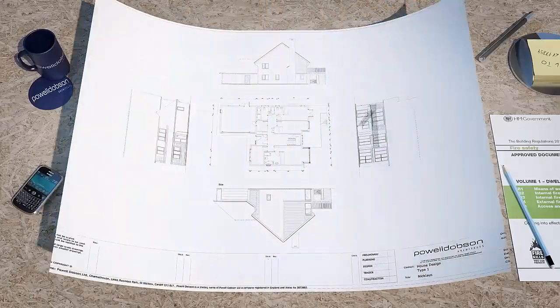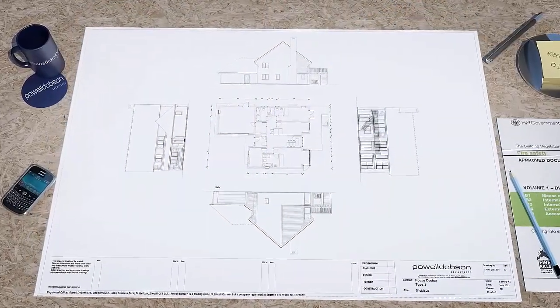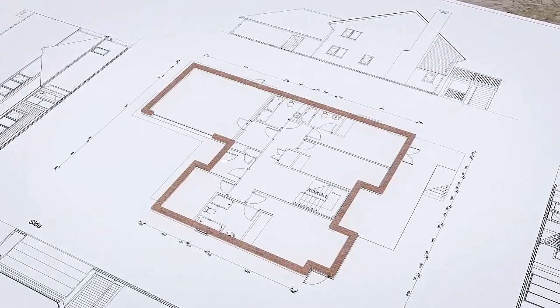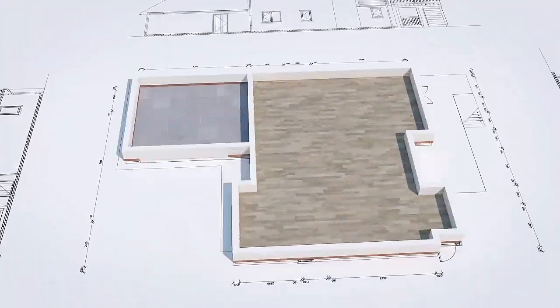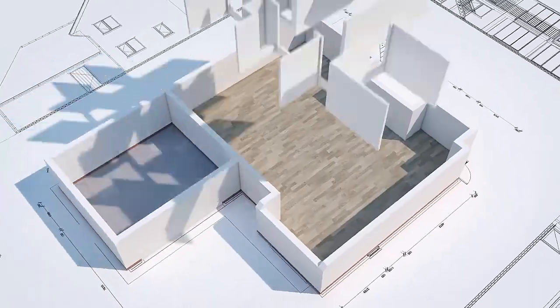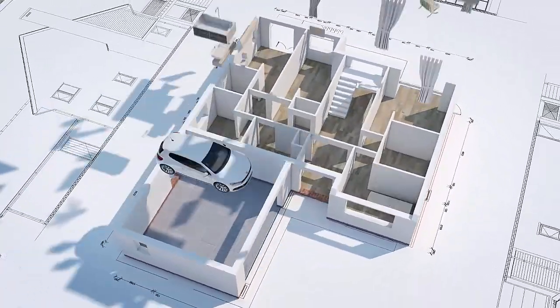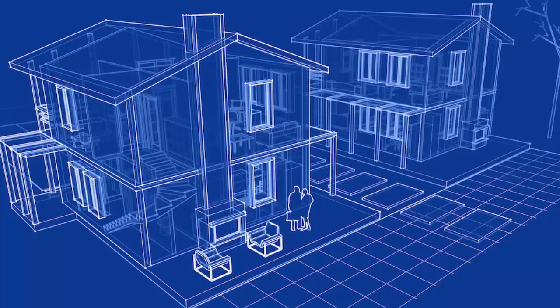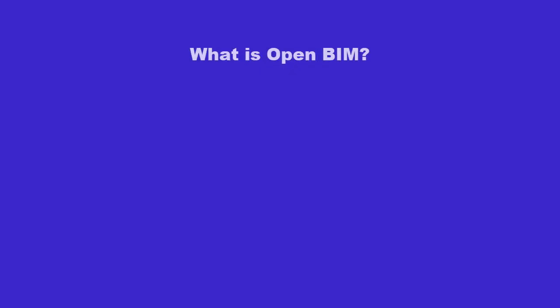It is like creating a 3D model of a building. It's a detailed digital representation that includes the information about every part of the building, from walls, windows, pipes, wires. It is super detailed. You can say it is a super detailed blueprint. So this is what BIM is, Building Information Modeling. Now, what is Open BIM?